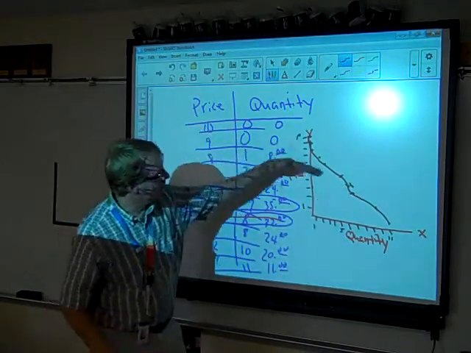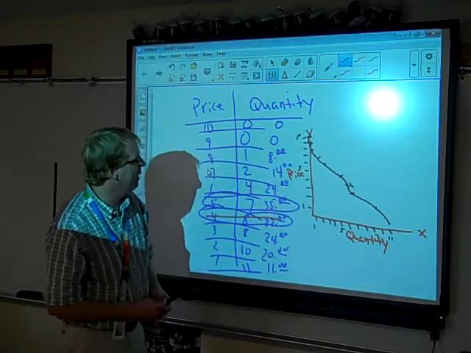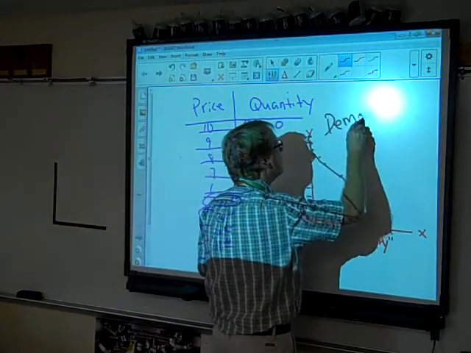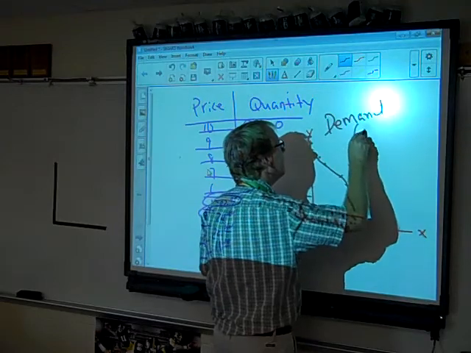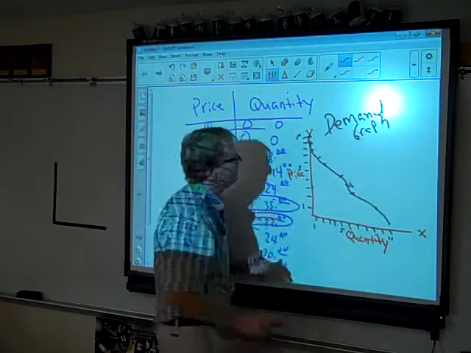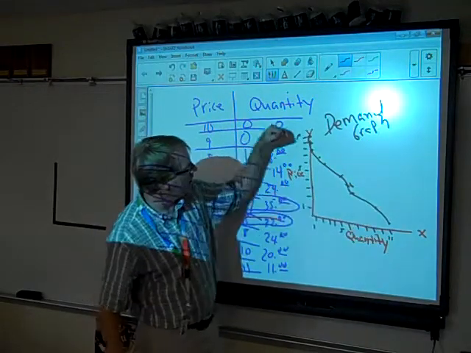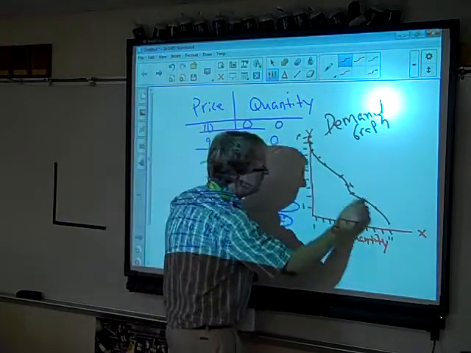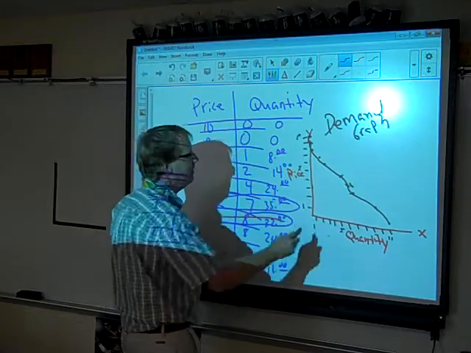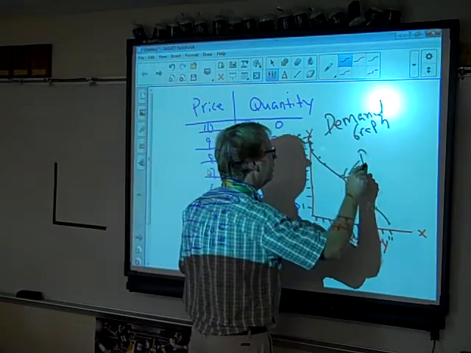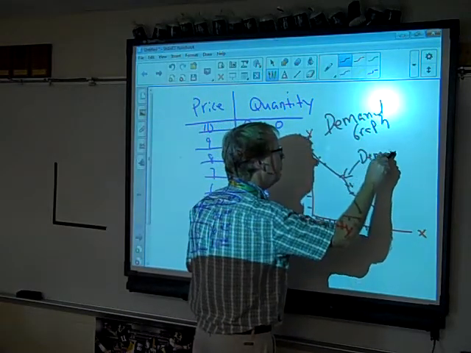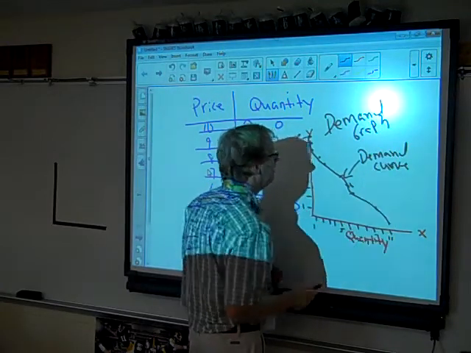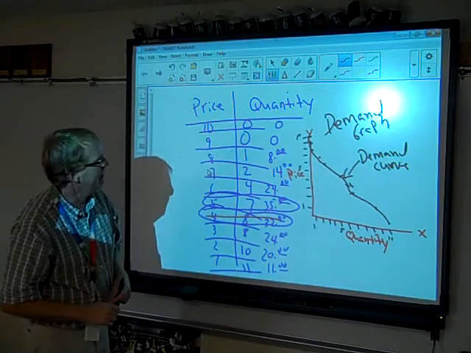Okay, so now we created this little line graph. We actually call this a demand graph. Okay, this is a demand graph. We know it's a demand graph because it has a downward sloping line. All demand graphs will be downward sloping. Okay, so it's going from top down. And this is called a demand curve. The line that we drew is called a demand curve, even though it doesn't really curve very much, but that's what we call it. It's a demand curve.